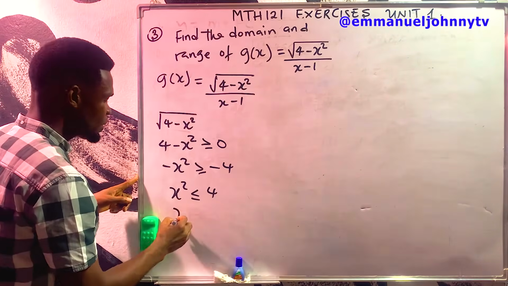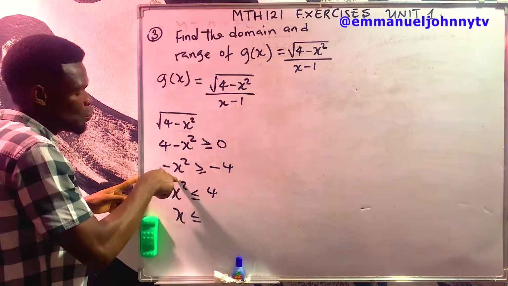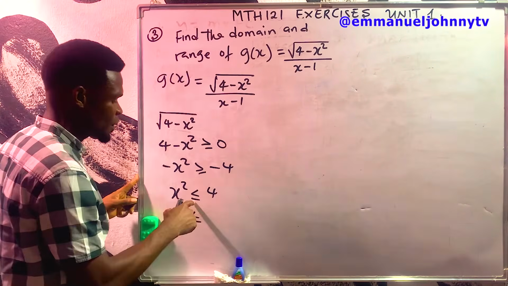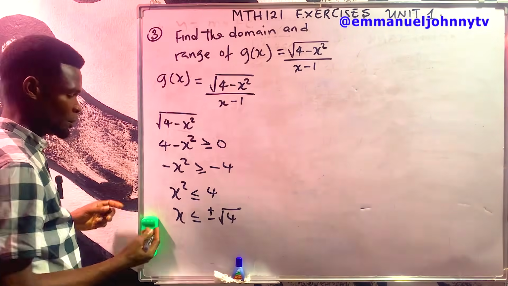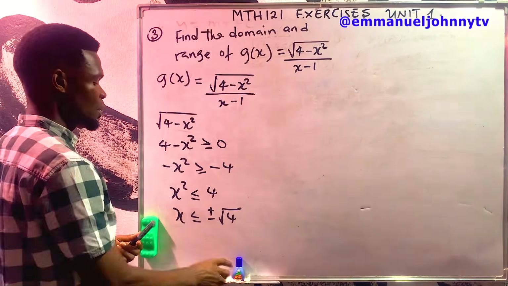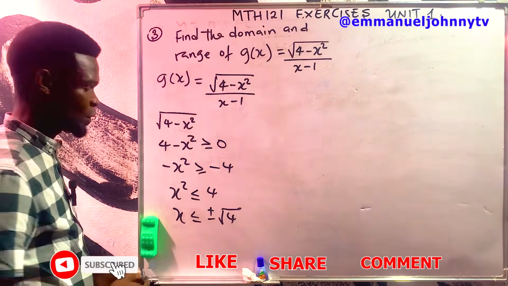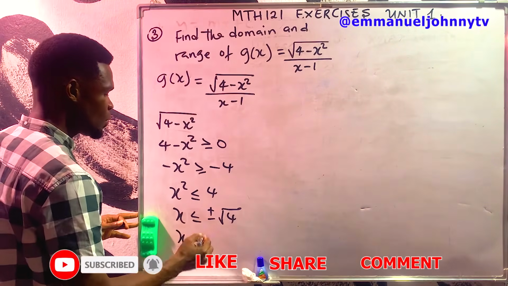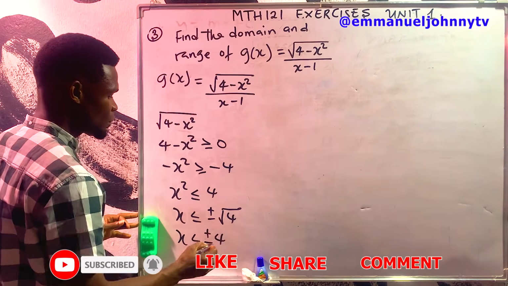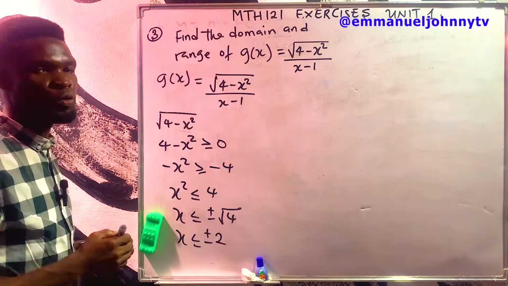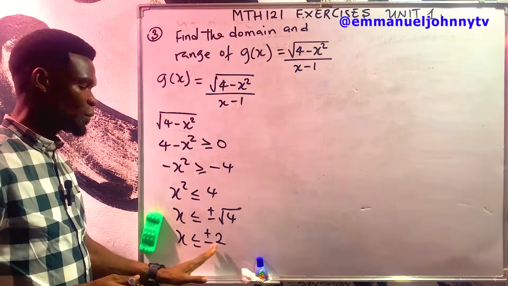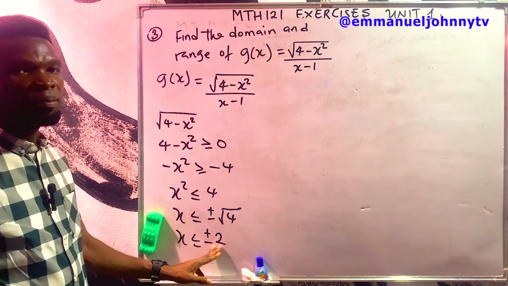Now, x squared is less than or equals to 4. The square will cross this sign to become plus or minus square root of 4. If you learn quadratic equation, you will understand why that happens. So that x is less than or equals to plus or minus 2. So these are the values of x, which we call the critical points.